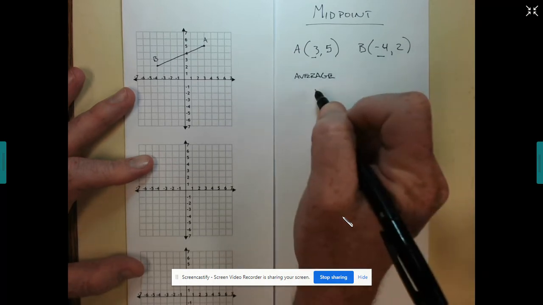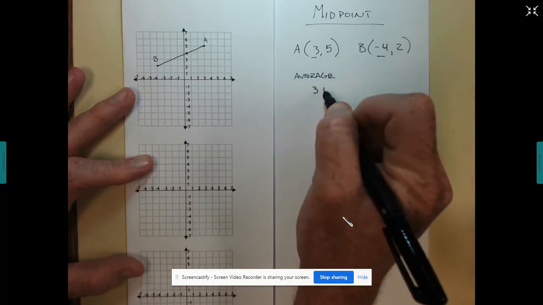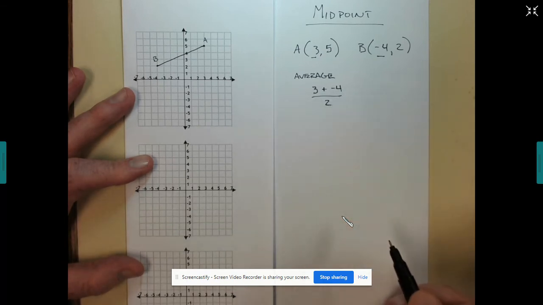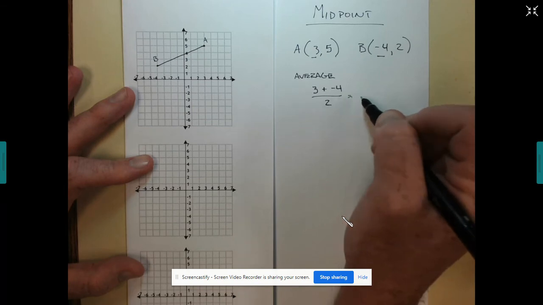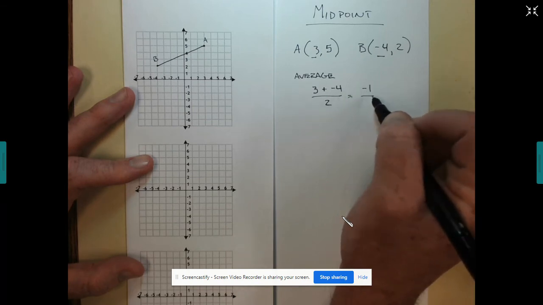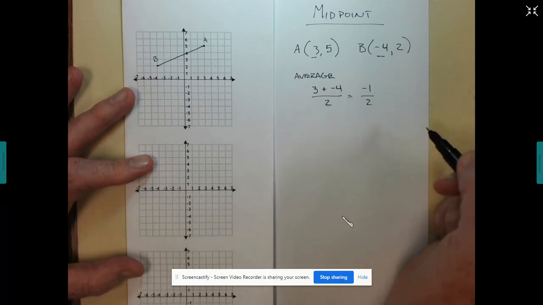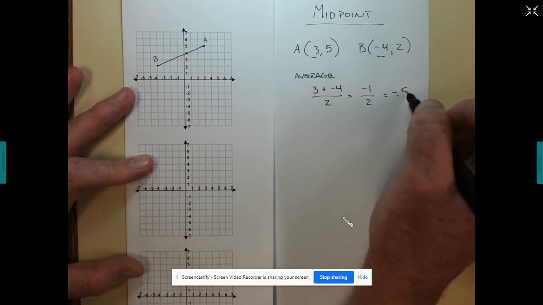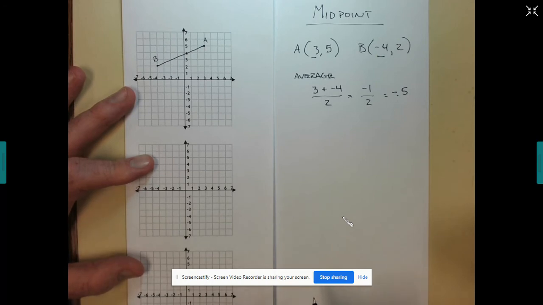Well, if I wanted to find the average, I would take those two numbers, I would add them up and divide by 2. 3 plus -4 is -1. If I divide by 2, I can call that -1/2, or I could call it a -0.5. Both of those are the same idea.